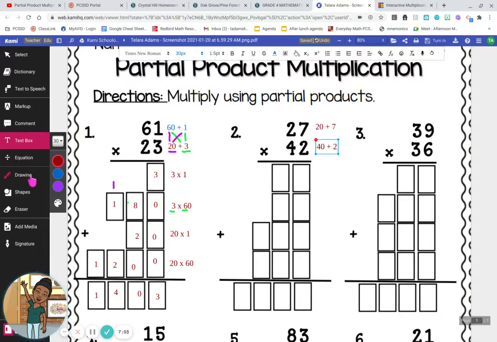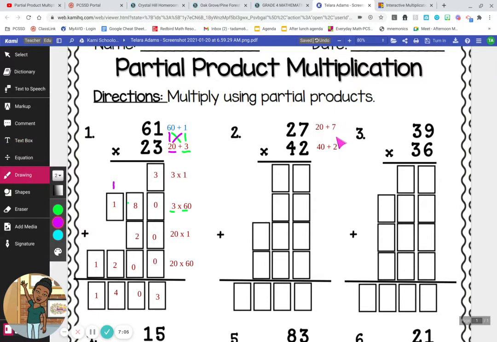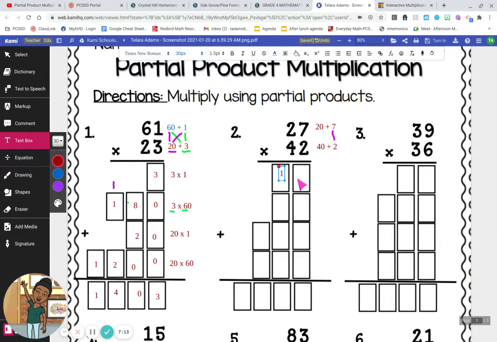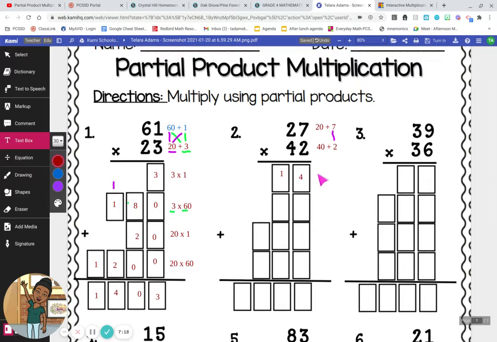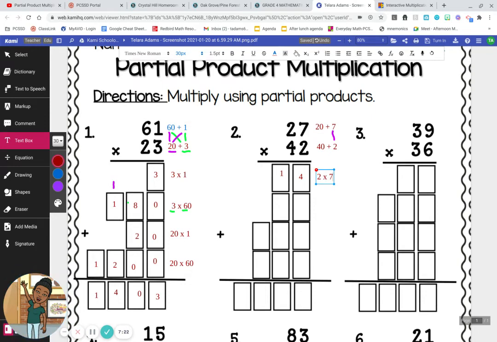Now, here comes the multiplying part. I'm going to multiply 2 times 7. And what is 2 times 7? 14. And of course, I want you to show me your thinking. Show me how you got that 14. Where did it come from? 2 times 7.